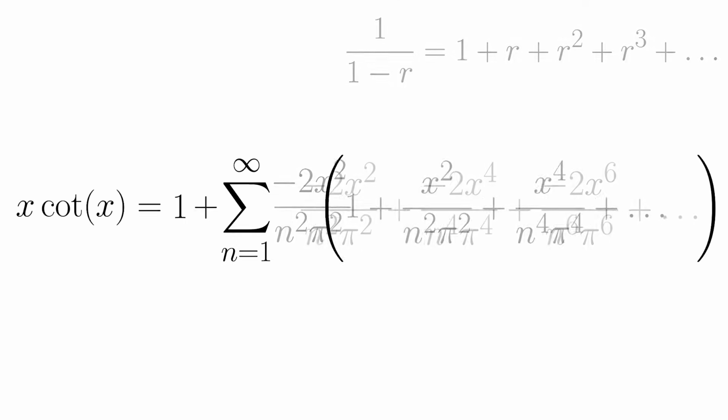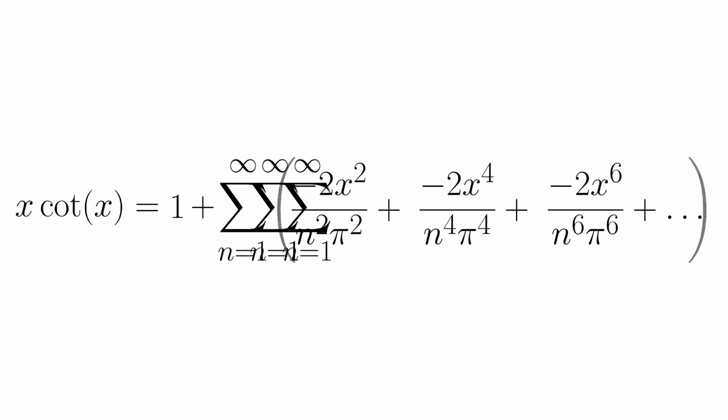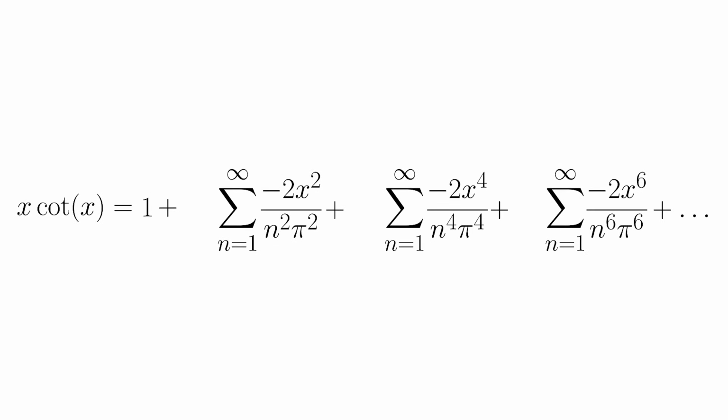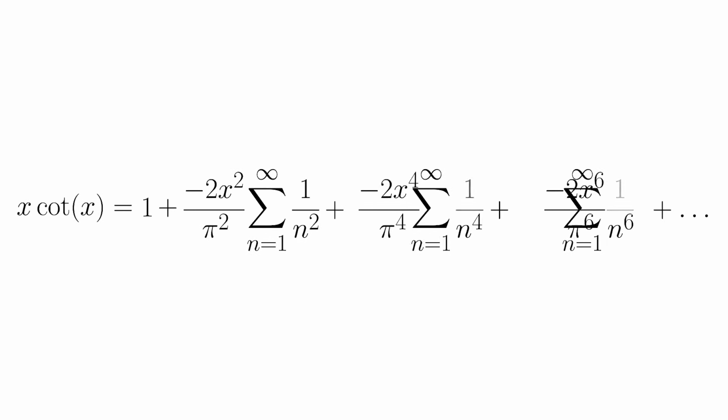Let's multiply this back through. Now let's distribute the summation. And now, actually, we have one summation for the x squared terms, one for the x to the fourth terms, one for the x to the sixth terms, and so on. So now I'm going to pull out of each sum everything that doesn't involve n.